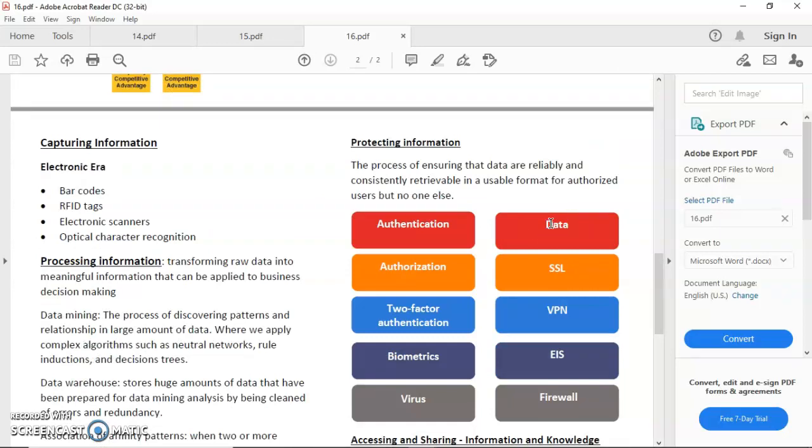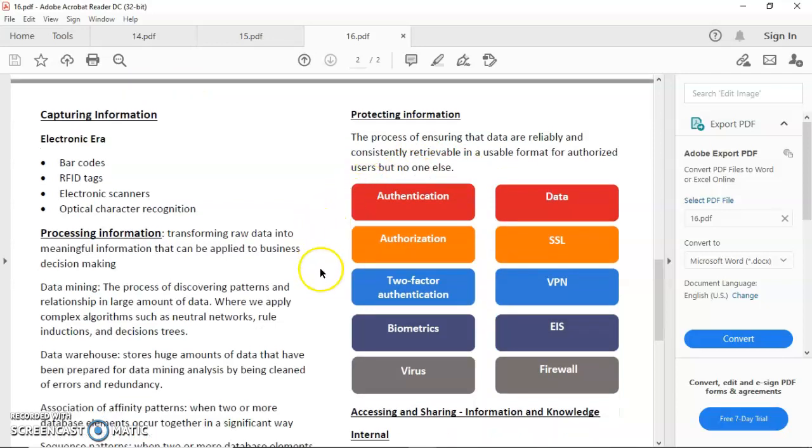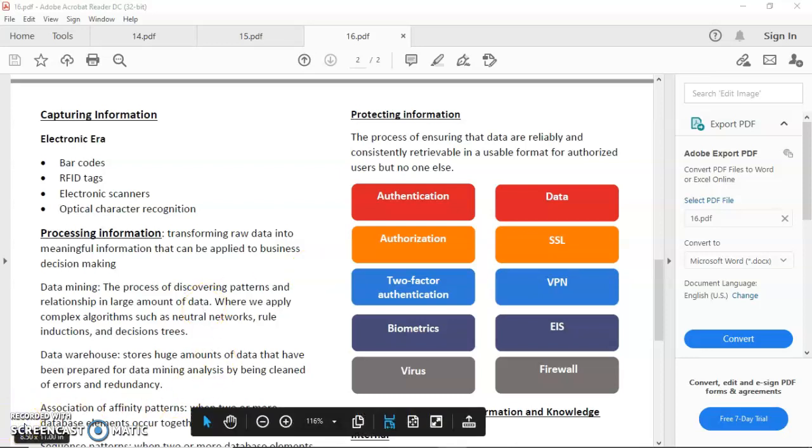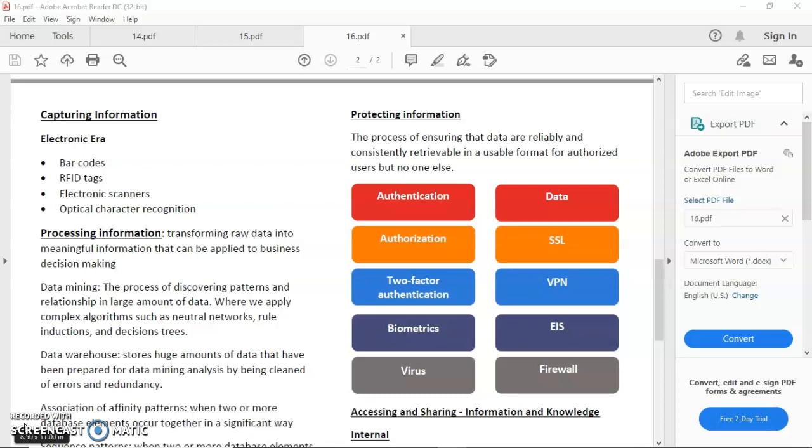When protecting information, it's a very important step when having access to a lot of information. So we need to ensure that the data are reliable and consistently retrievable in a usable format for authorized users, but not anyone else. So there's authentication, data encryption, SSL, for the authorization, two-factor authentication, biometrics, and virus protection. Also, firewalls can be used, VPN, and EIS.